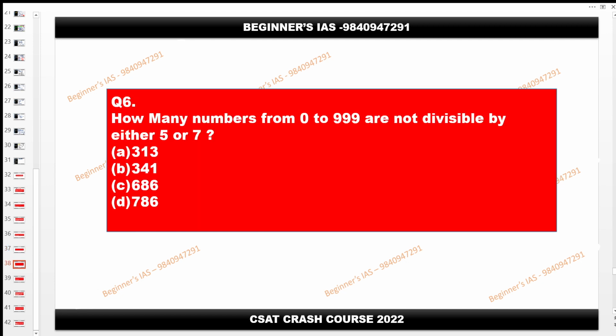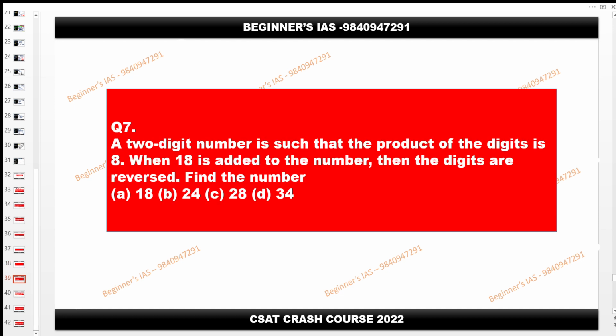Now listen carefully. This question we have done: how many numbers from 0 to 99 are not divisible by either 5? So this is already discussed. Now listen to this question. A two-digit number is such that the product of the digits is 8. When 18 is added to the number, the digits get reversed. Find the number. 24.